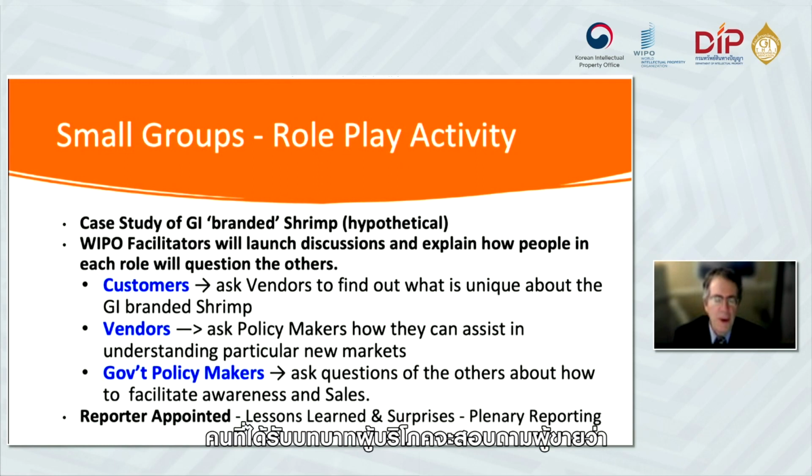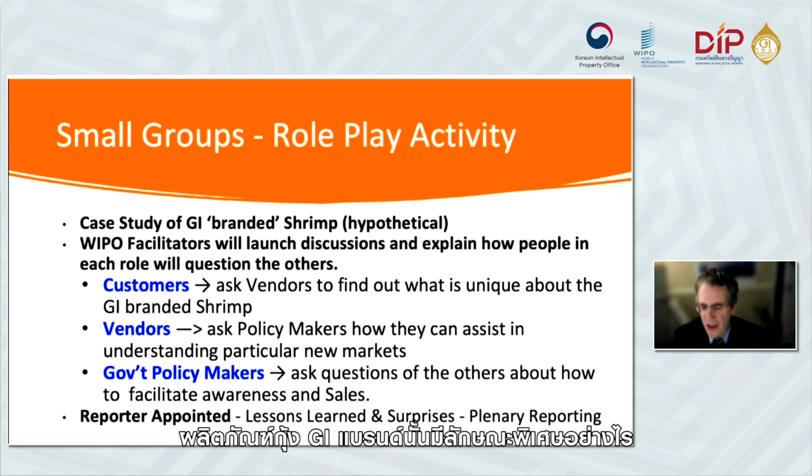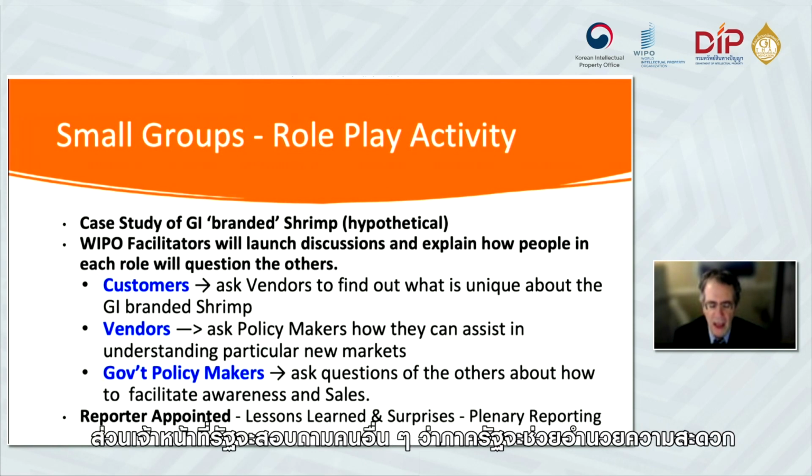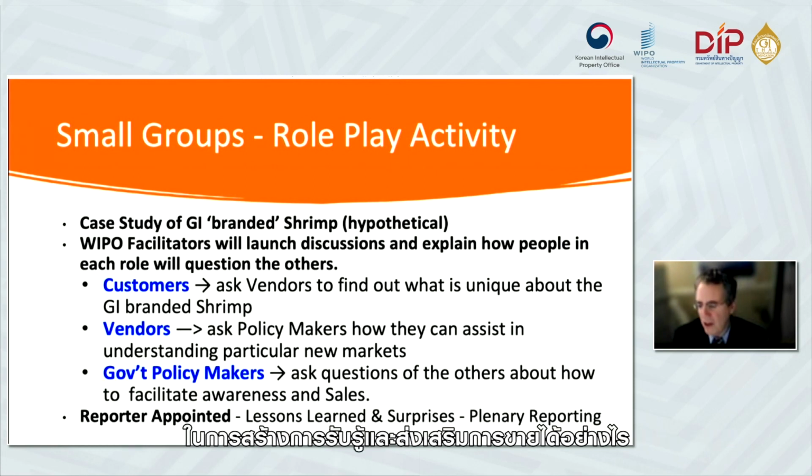The people that represent the customers will ask vendors to find out what is unique about the shrimp. The vendors will ask the government people how they can assist in understanding particular new markets. And the government and trade policy people will ask questions of the others about how to facilitate awareness and sales.